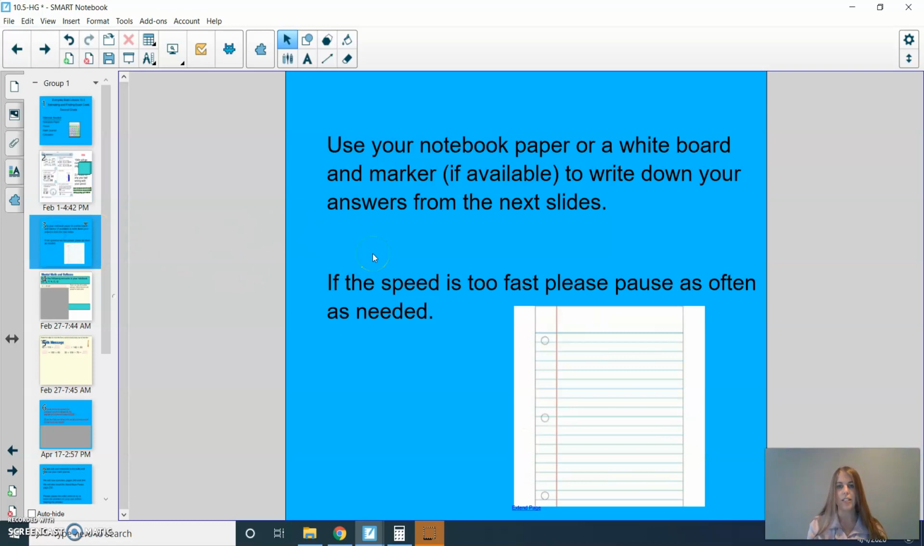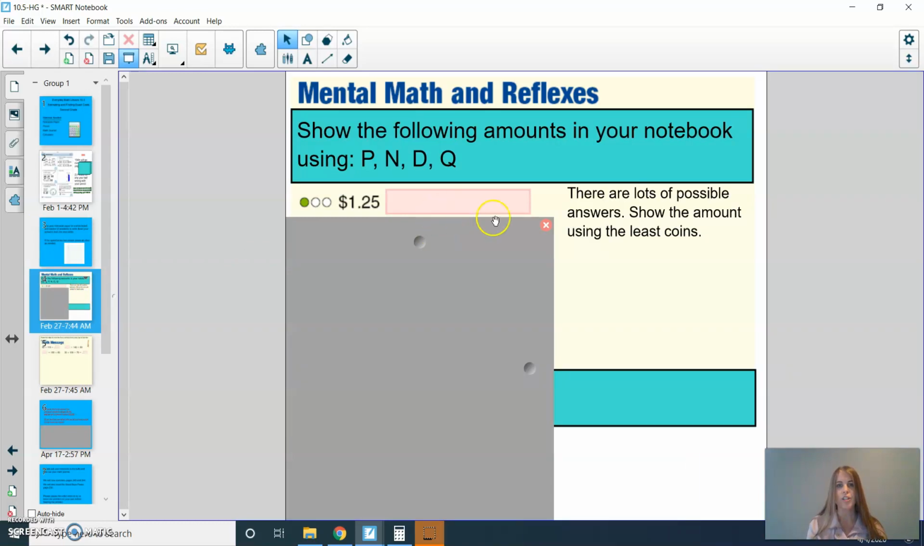We'll put our math journal to the side and take out our notebook paper or a whiteboard and marker if available. If the speed is too fast, please pause as often as needed. Show the following amounts in your notebook using pennies, nickels, dimes, and quarters. There's going to be a lot of possible answers, but show the amount using the least coins. And maybe press pause to solve it and then play to hear the answer.